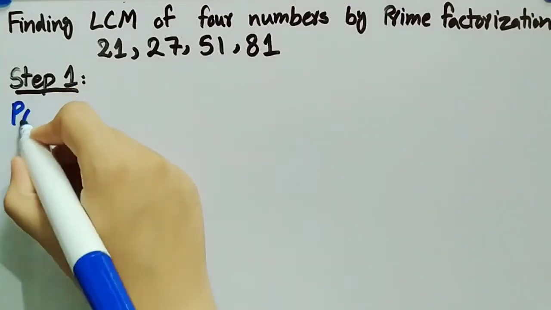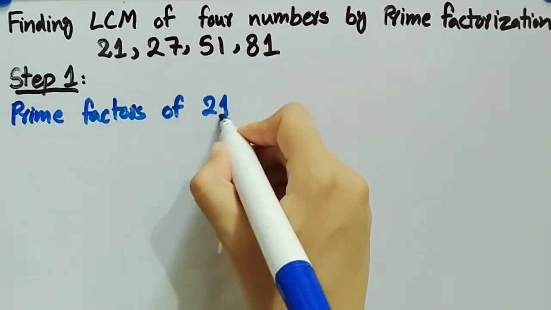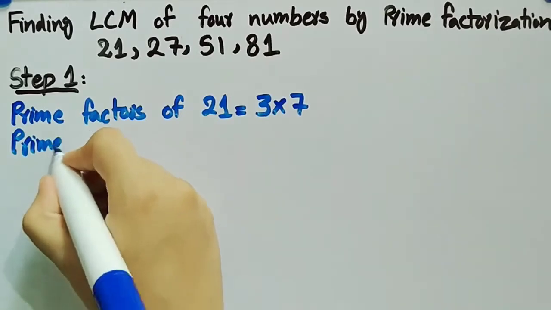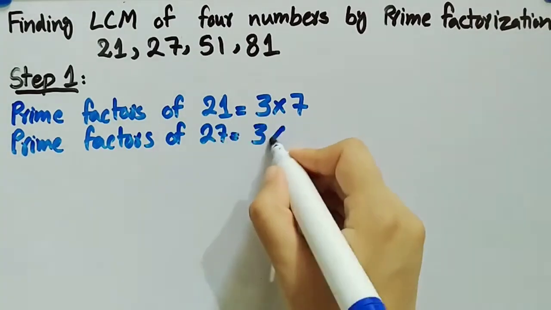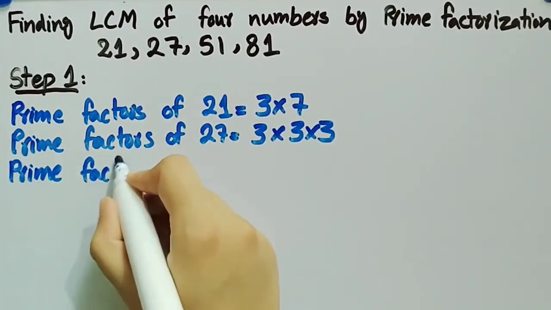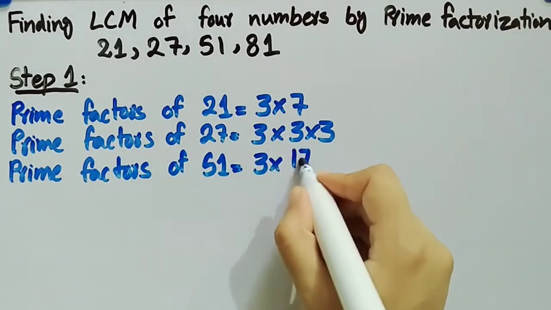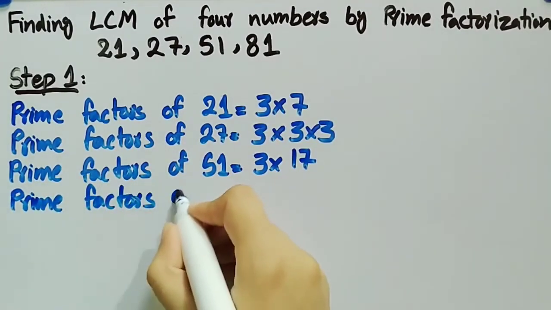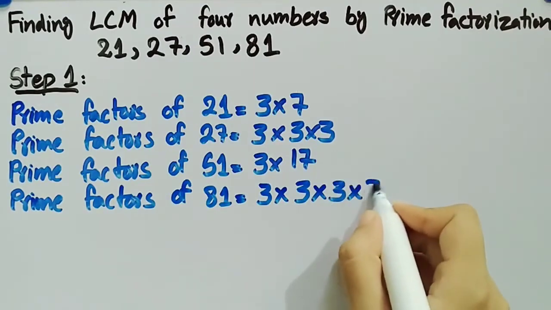Firstly, write prime factors of 21, which are equal to 3 multiplied by 7, prime factors of 27 are 3 multiplied by 3 multiplied by 3, prime factors of 51 are equal to 3 multiplied by 17, prime factors of 81 are equal to 3 multiplied by 3 multiplied by 3 multiplied by 3.